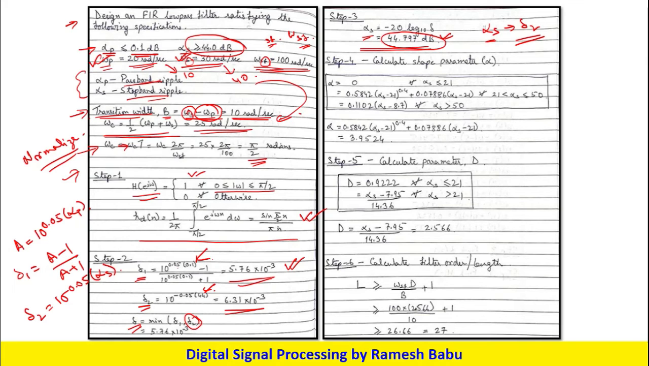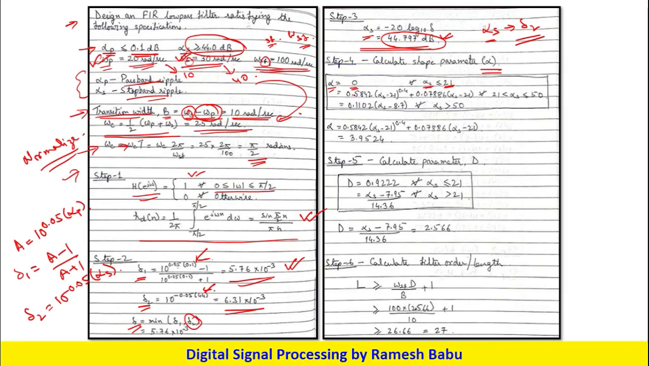So from there, after we have done this, we have to calculate the shape parameter. We have to calculate the shape parameter. Now the shape parameter alpha is equal to 0 for alpha s less than or equal to 21.